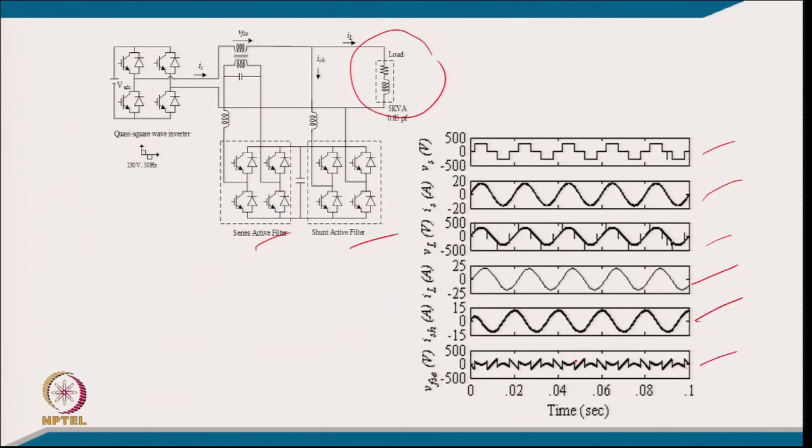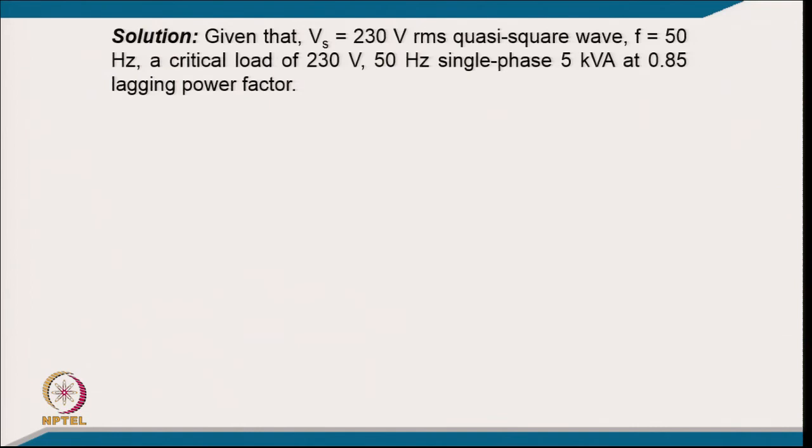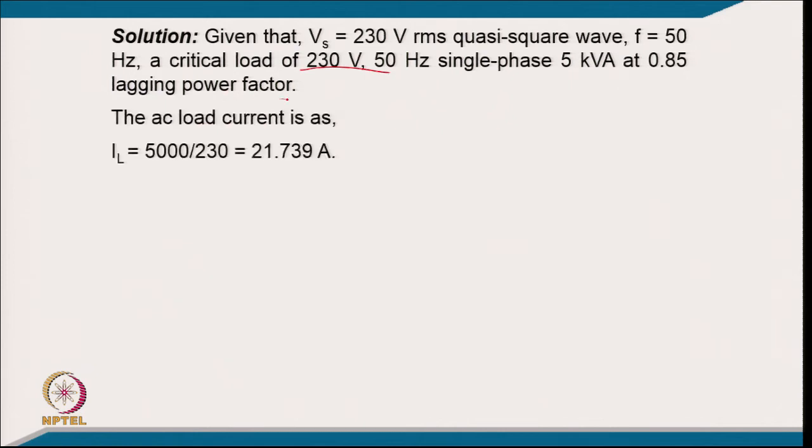So, this is the voltage across the series filter, after making the model and with the power control with the simulation; these are the typical waveforms of this circuit. Coming to the numerical solution, given that Vs equal to 30 volt RMS quasi square wave, 50 hertz, a critical load of 230 volt, 50 hertz, single phase 5 kVA, 0.85 power factor lagging.